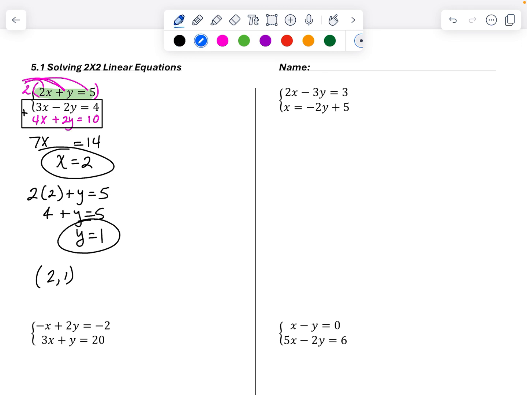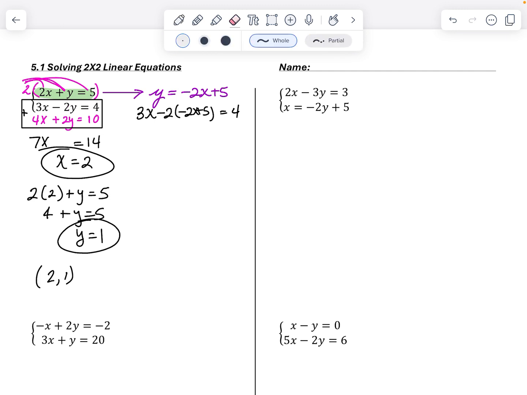The other way to do the problem, an alternate method, would be to take this equation and rewrite it so that y was isolated. So it would be y equals negative 2x plus 5. Then we're going to take the value of y and plug it in here. So that's going to be 3x minus 2y equals 4. And we're going to take the value of y, which is negative 2x plus 5, and substitute it in for y.